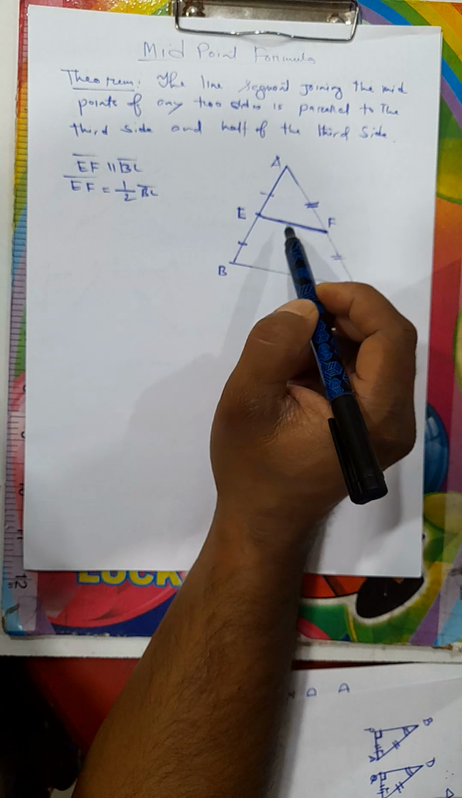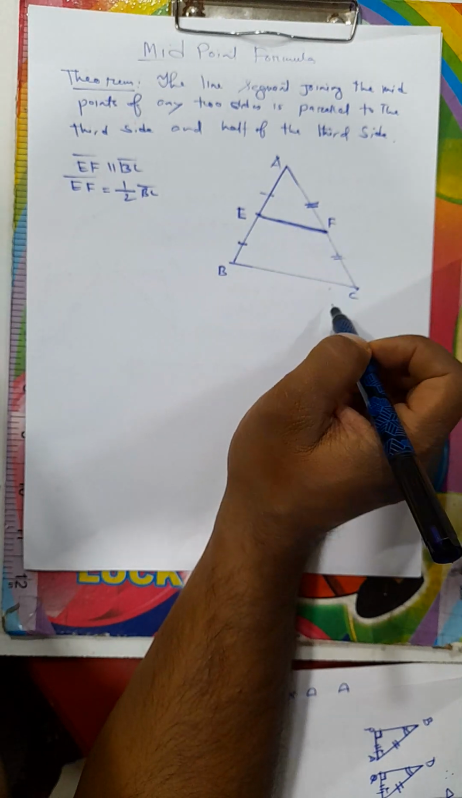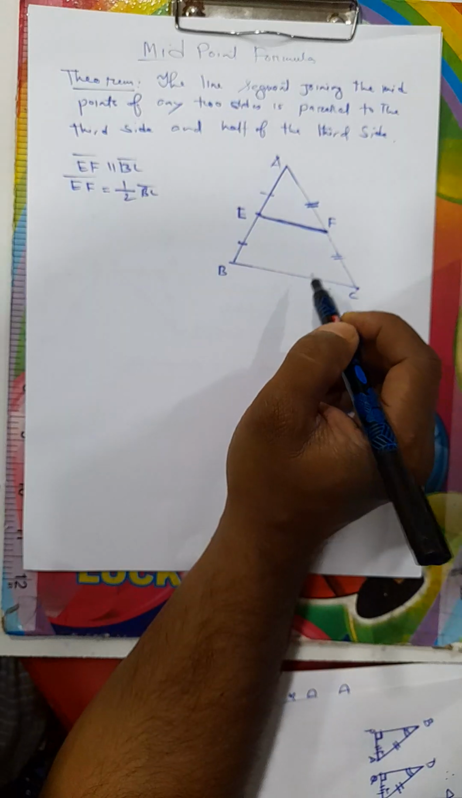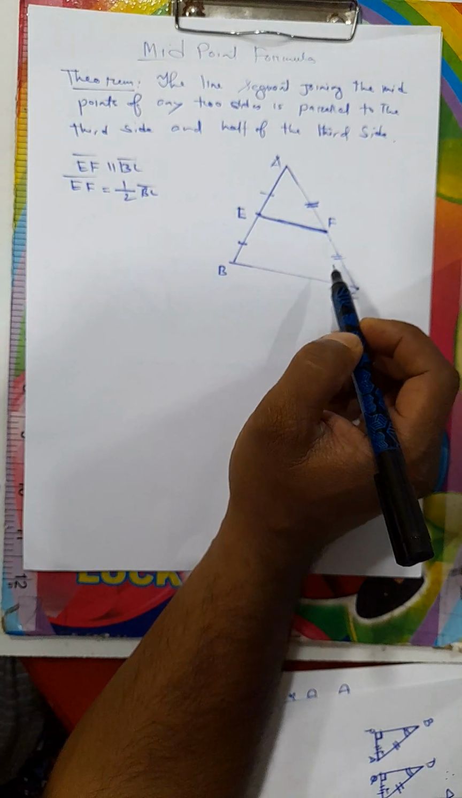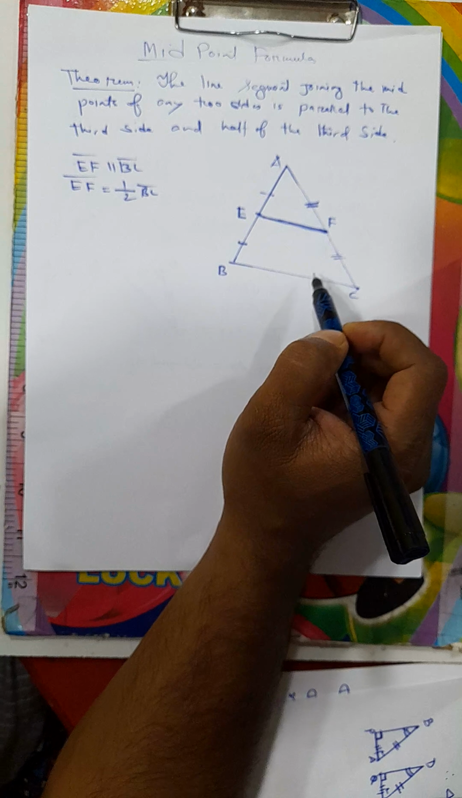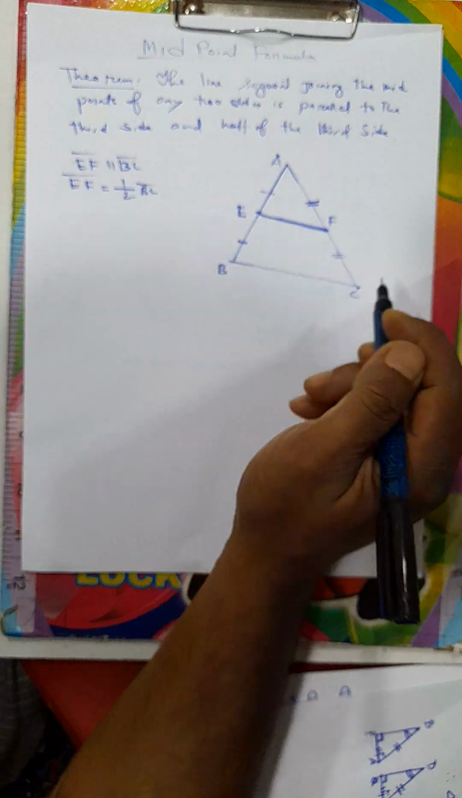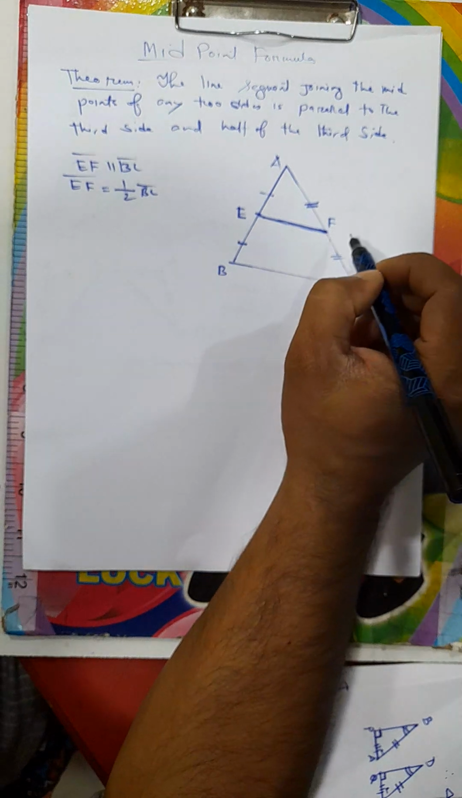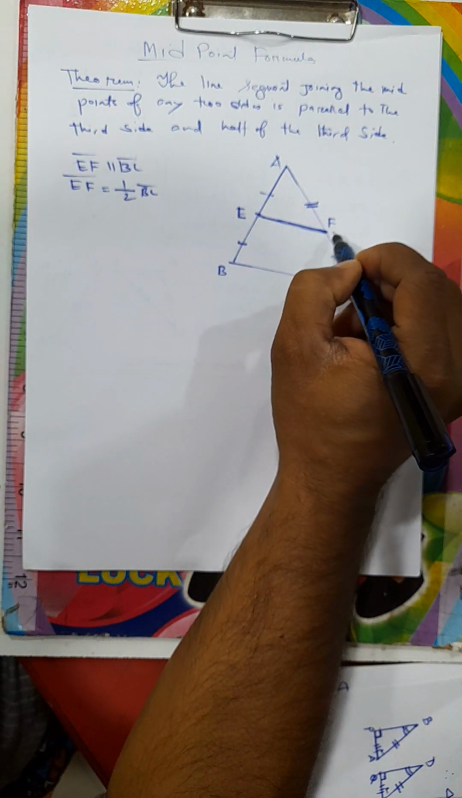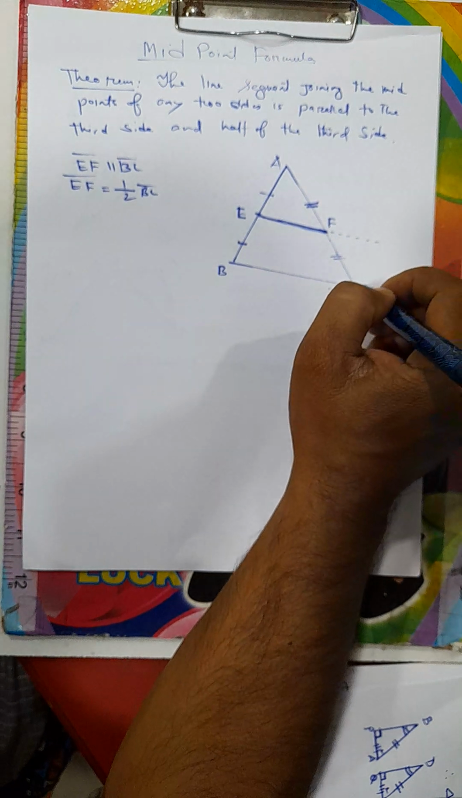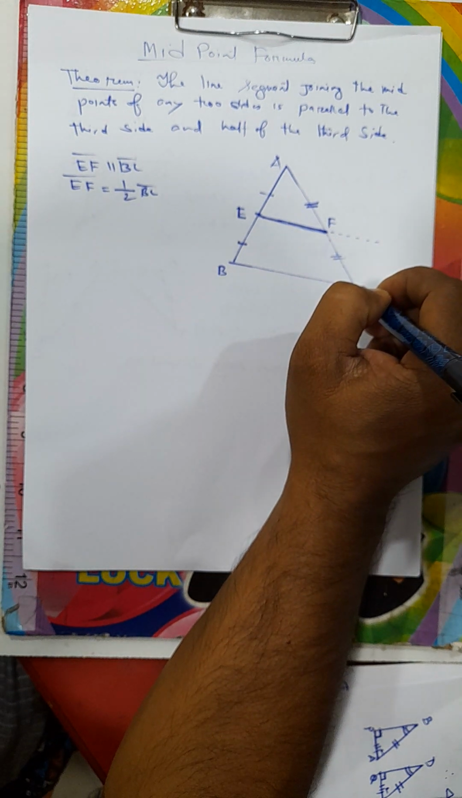E and F are midpoints of AB and AC, and we have to prove that EF is parallel to BC and EF is half of BC in measurement. If EF is 5 centimeter, BC will be 10 centimeter. Right? Now let us extend EF and let us draw a line parallel to AB through C.